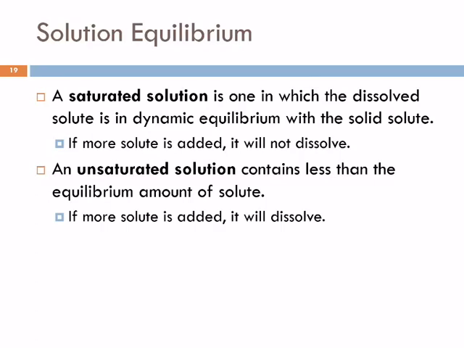We have some qualitative terms we use to describe the concentration of solutions. A saturated solution is one where we have that dynamic equilibrium. We have dissolved solute and we have solid solute, and we have an equilibrium. The solid is always dissolving and recrystallizing at the same time. But if you just look at it, the amount of solid in there is constant. If you add more solute to the solution, it will not dissolve.